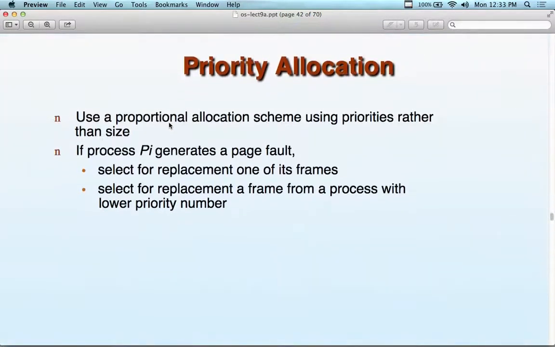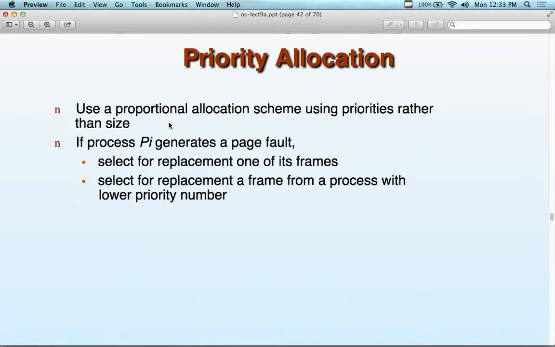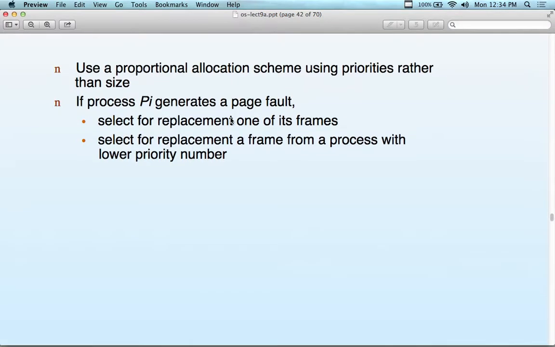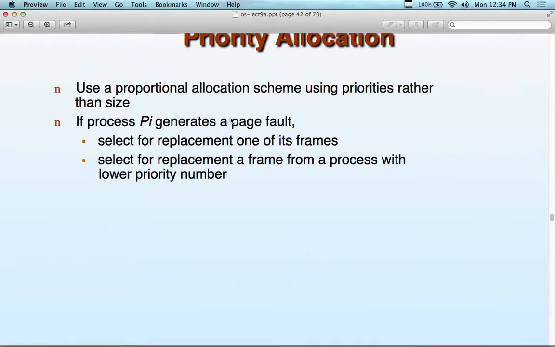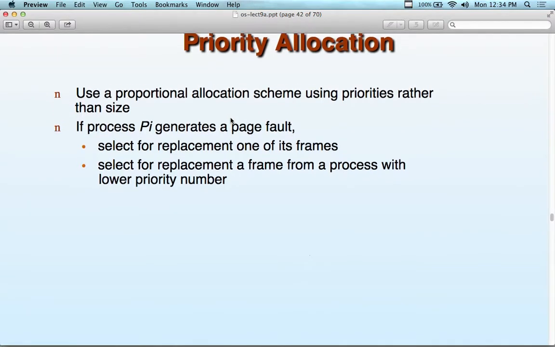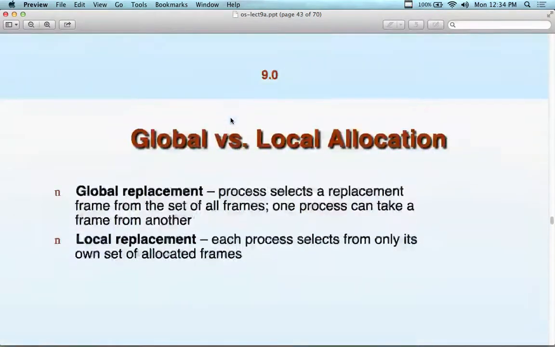On a priority allocation, higher priority processes are going to get more frames, essentially. So we're going to use proportional allotment schemes, using priorities rather than size. So how much does something need? We can also use it by need base as well. So we can select a replacement for its frames and then select a replacement for the process with lower priorities.